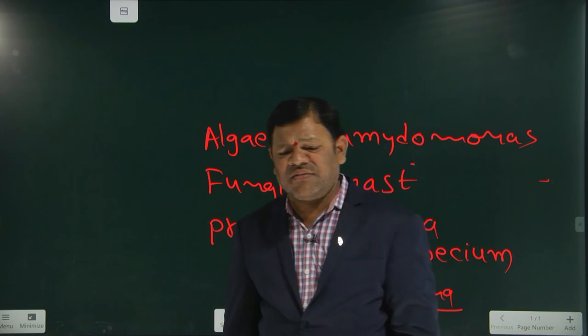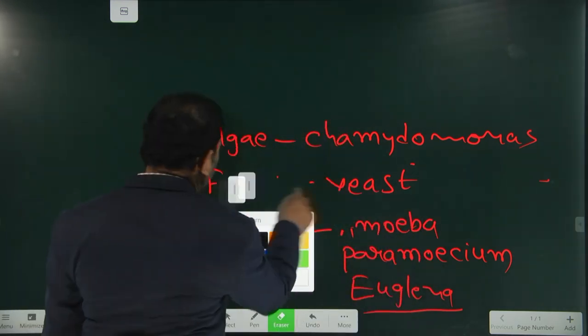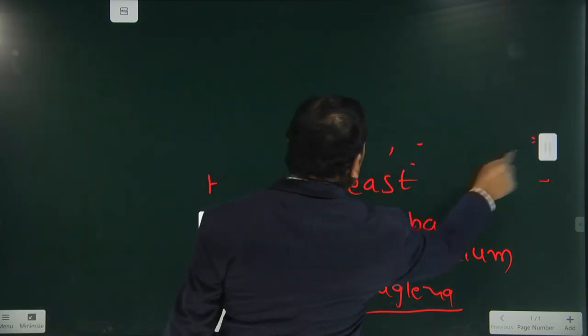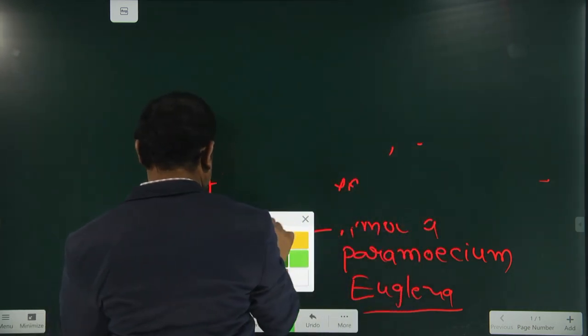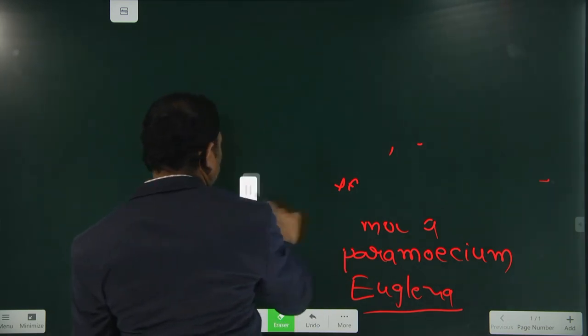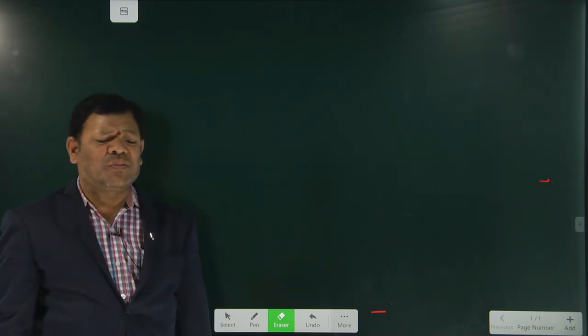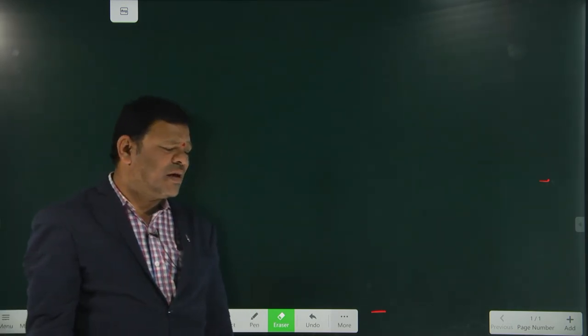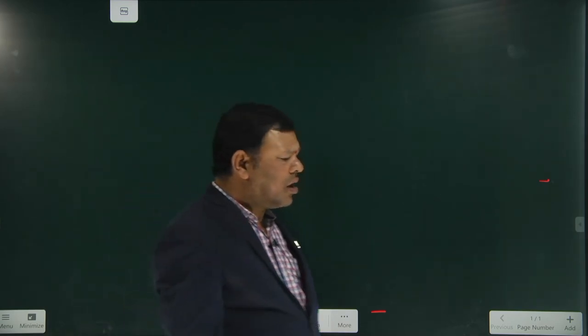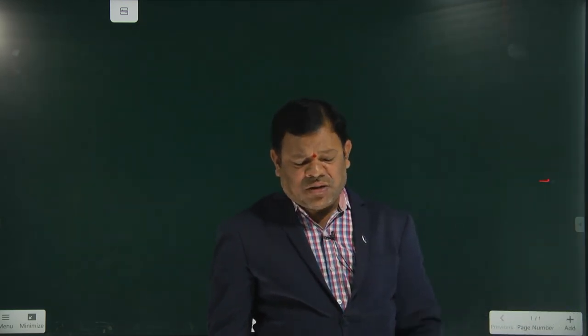Second lesson, microorganism. This microorganism was discovered by Antoni van Leeuwenhoek with the help of the microscope. We can see microorganisms only with the help of the microscope. Bacteria, algae, fungi, protozoa and viruses are examples of microorganisms. Beneficial microorganisms and harmful microorganisms are present.